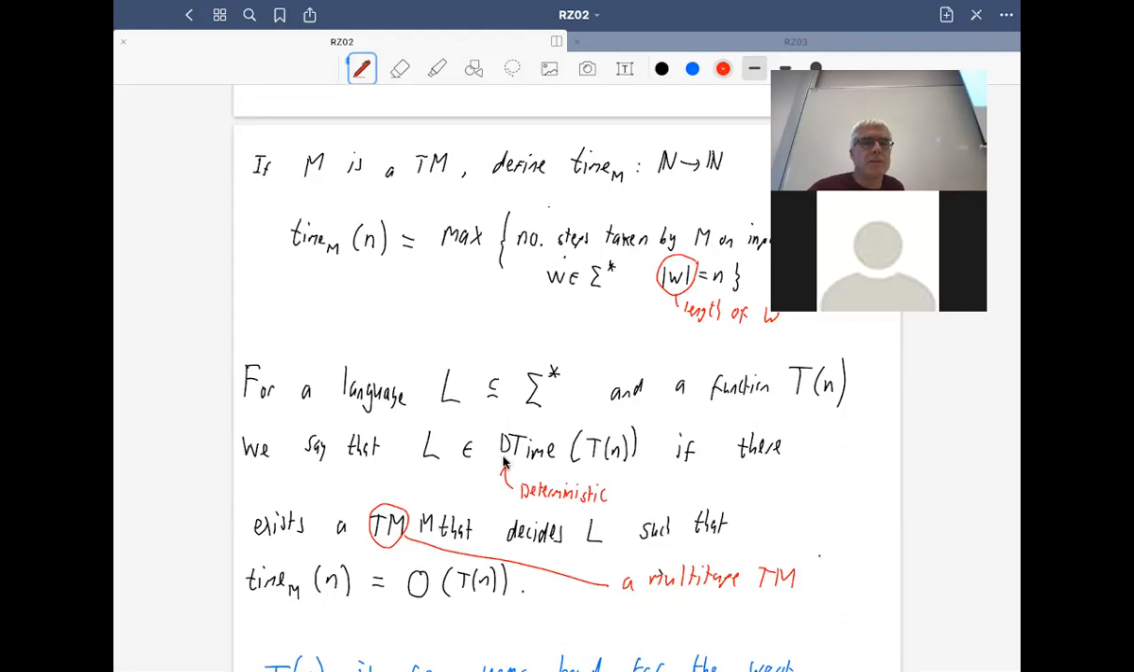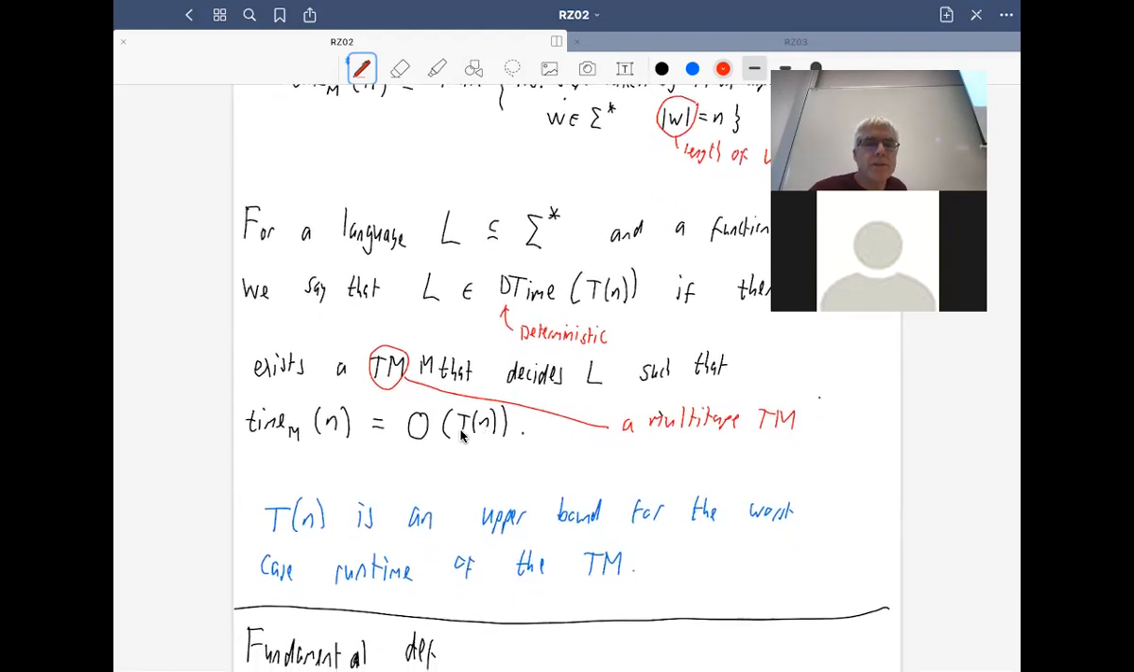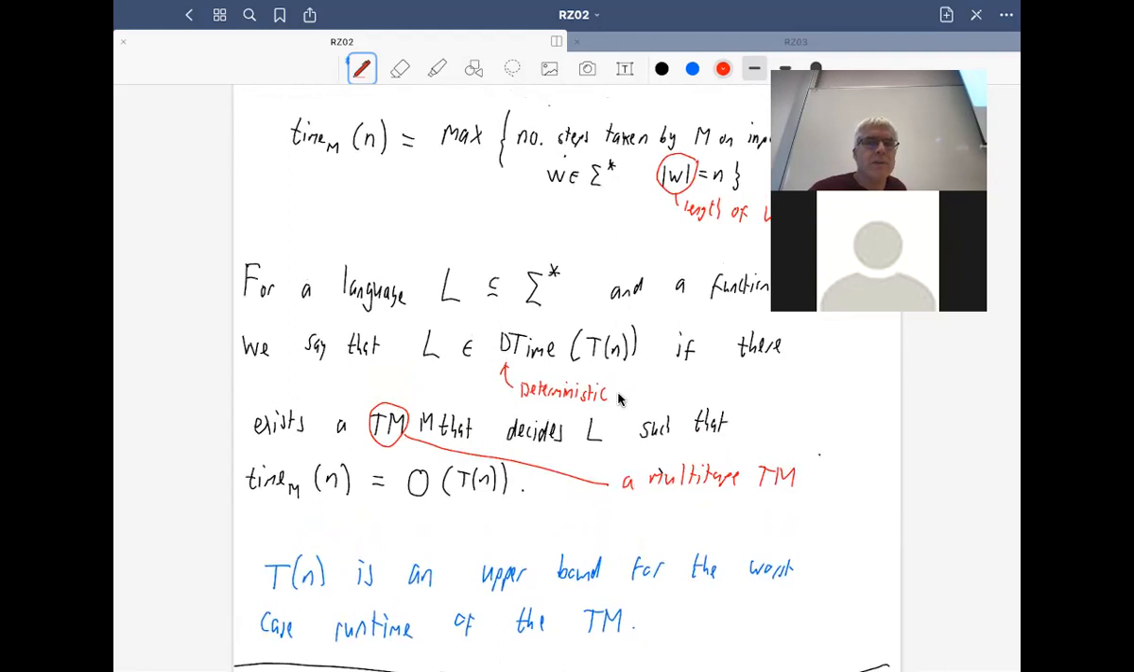What's normally taken to be the definition of deterministic time is for multi-tape Turing machines. So being a palindrome, we think of that as a linear time decidable problem. To check something's a palindrome, you can do that in linear time. You just need to go left to right through the string in both directions. But in order for that to work out with the machine model, we do need to use multi-tape Turing machines.